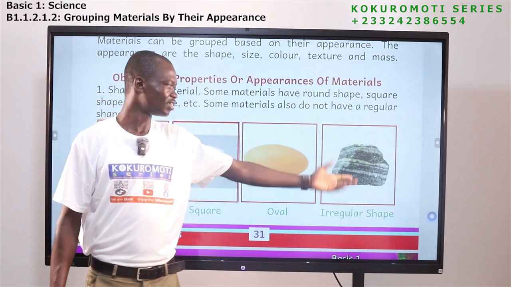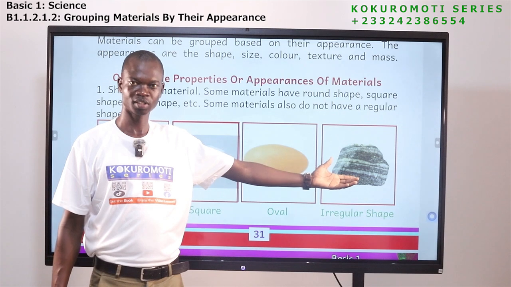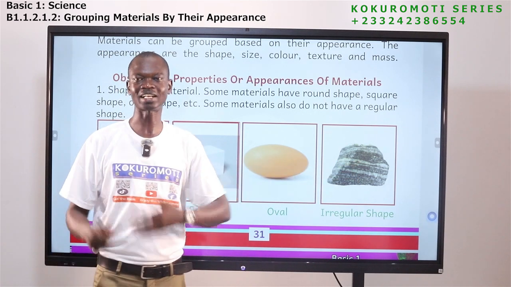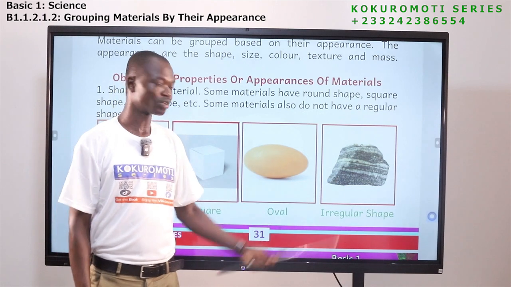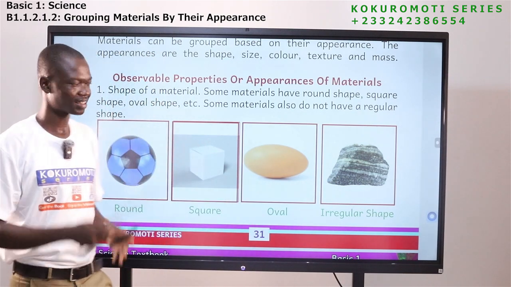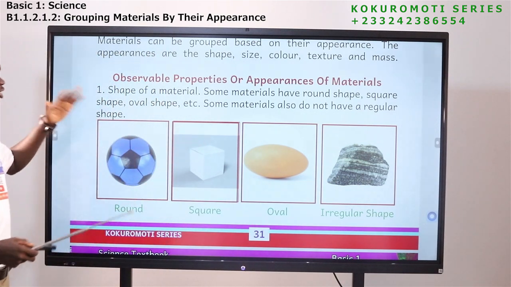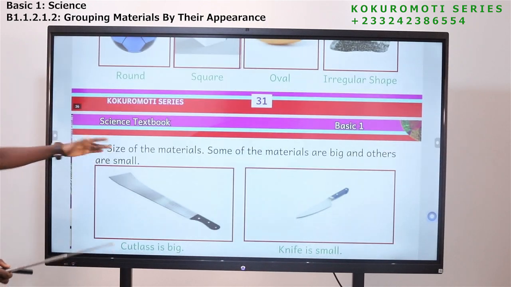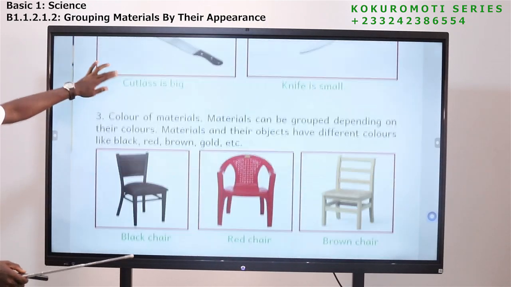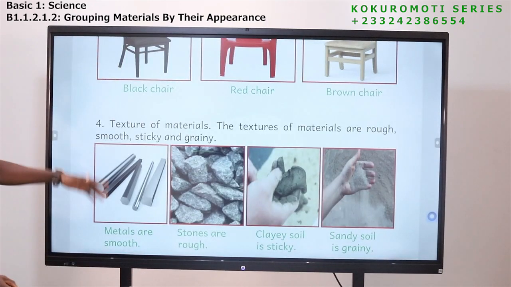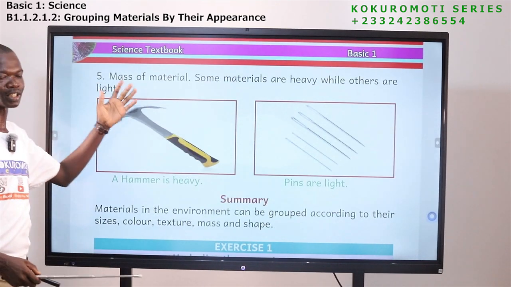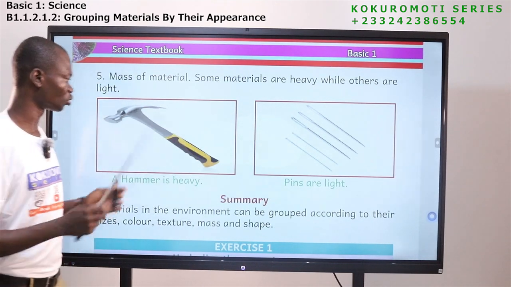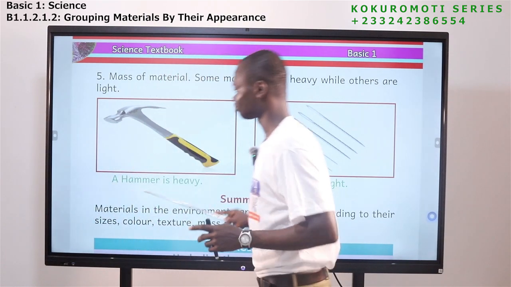Apart from this is a stone. This is a stone. What other objects do you see around that have an irregular shape? So these are things that we should know. We are talking about shape, we are talking about size, we are talking about color, we are talking about texture, and then we are talking about the weight or the mass of the object. So today, this is what we have learned.